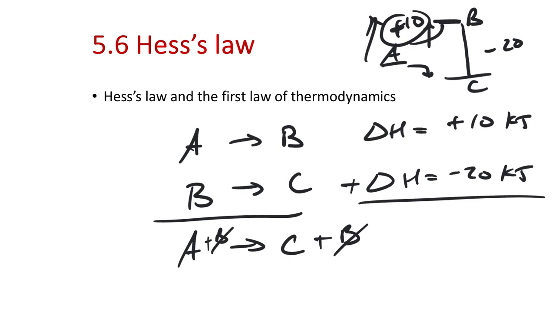So wherever the energy is of B would cancel out the energy of B on the reactant side. And so you just have A goes to C being plus 10 minus 20. So delta H being minus 10 kilojoules.